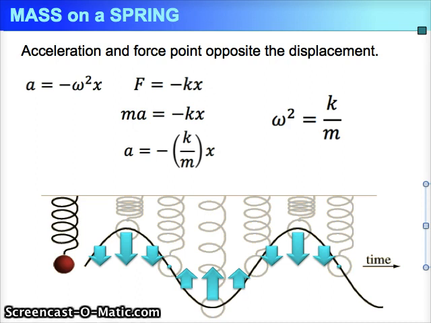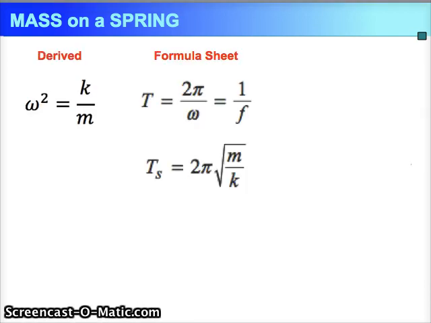So this allows us to determine the frequency, the angular frequency, the period, and so forth by knowing the spring constant and the mass. When we look at our formula sheet, we actually won't see it in exactly the same way. It will look more like this. It talks about it in terms of the period, but I want you to see that this really does mean the exact same thing.